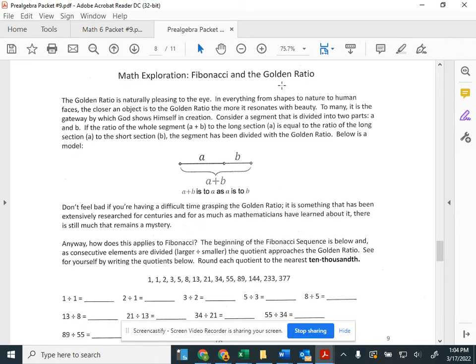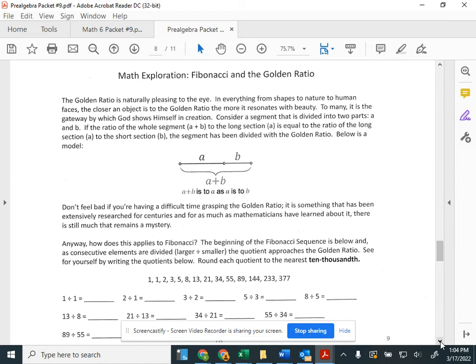So how does this apply to Fibonacci? The beginning of the Fibonacci sequence is below. As consecutive elements are divided, larger divided by the smaller, the quotient approaches the golden ratio. So you're going to see for yourself by writing the quotients below. Round each quotient to the nearest 10,000th.